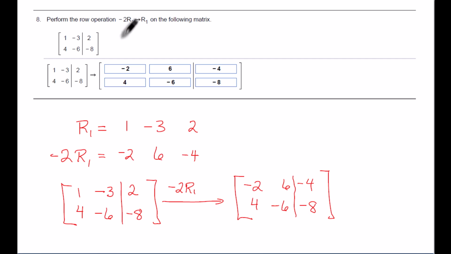All right. Question 8. Here they want me to take -2, multiply it by row 1, and the little arrow means replace the old one with the new version. All right, so here's row 1. I've got -2 times row 1, so I simply multiply every number by -2. And then whatever I get, which was -2, 6, -4, it becomes my new row 1.